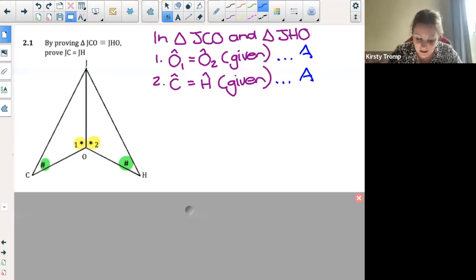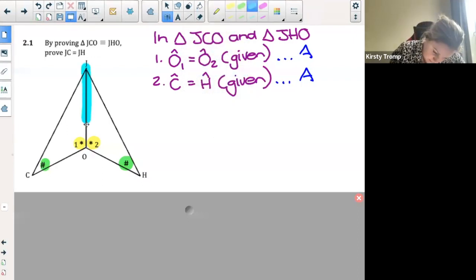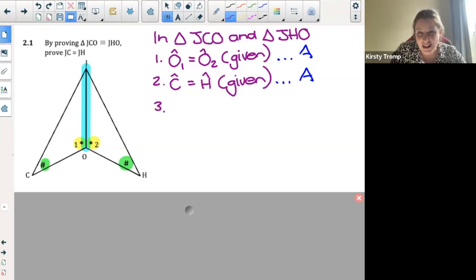Be careful, okay? What I want you to notice here is this line. Is that the same line that's making up triangle JCO and triangle JHO? Is it a common line? Yes, it is. The two triangles have that line in common. So for number 3, there are two different ways to write this. Either you can say to yourself, JO is common.